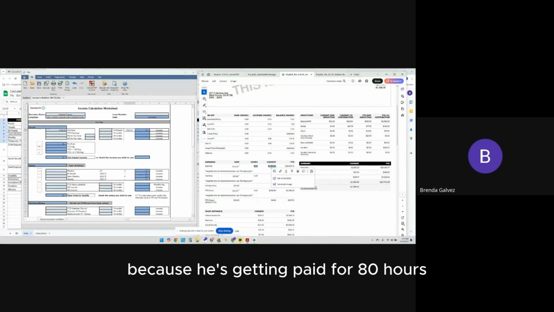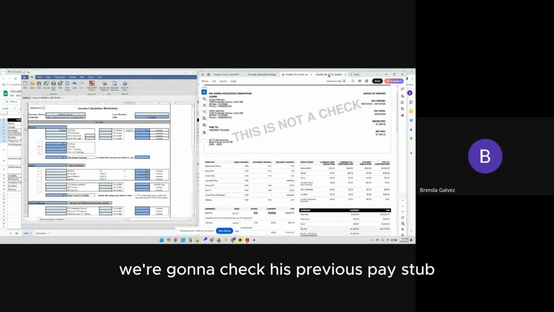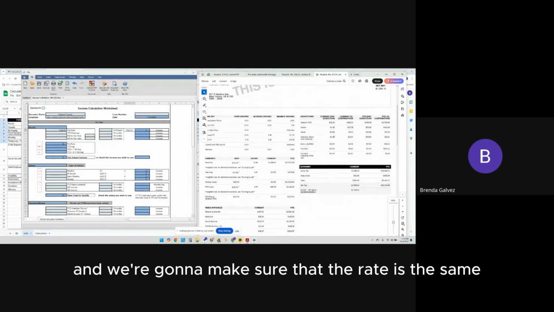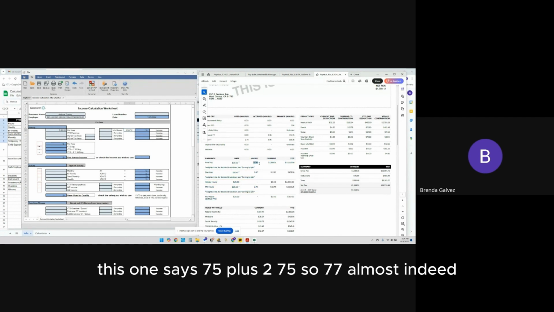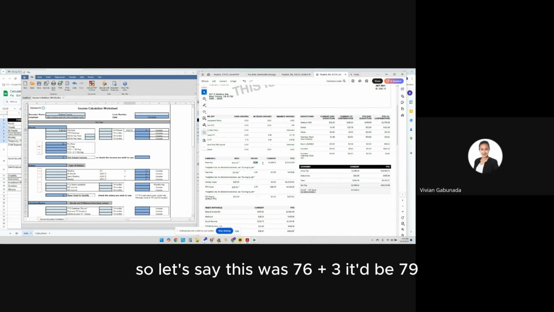Because he's getting paid for 80 hours on this pay period, we're going to check his previous pay stub and make sure that the rate is the same. And then we're also going to calculate the hours here. So his base pay, this one says 75 plus 2.75, so 77, almost 78. So let's say this was 76 plus 3, it'd be 79.